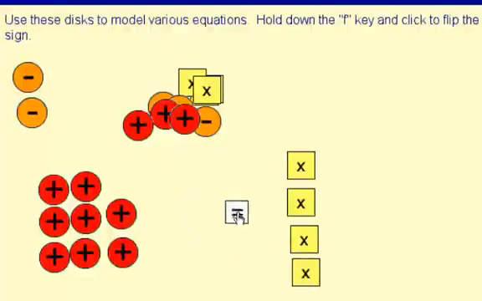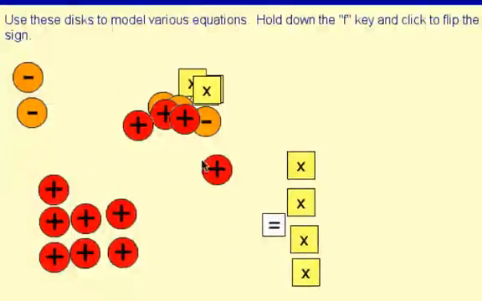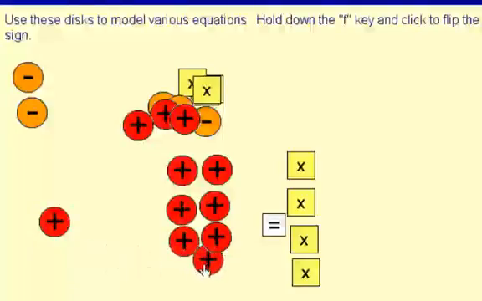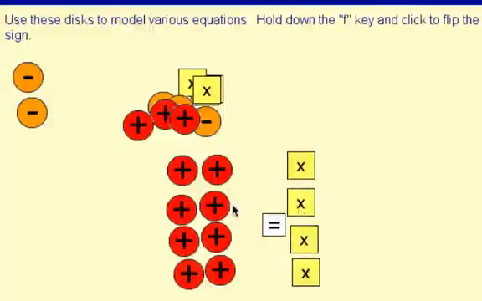So you want to know, what does each x equal? So I'm going to divide these pluses into 4 equal parts. So that's the dividing by 4 step. So you can see each x equals 2 pluses, and that's why we say x equals 2.